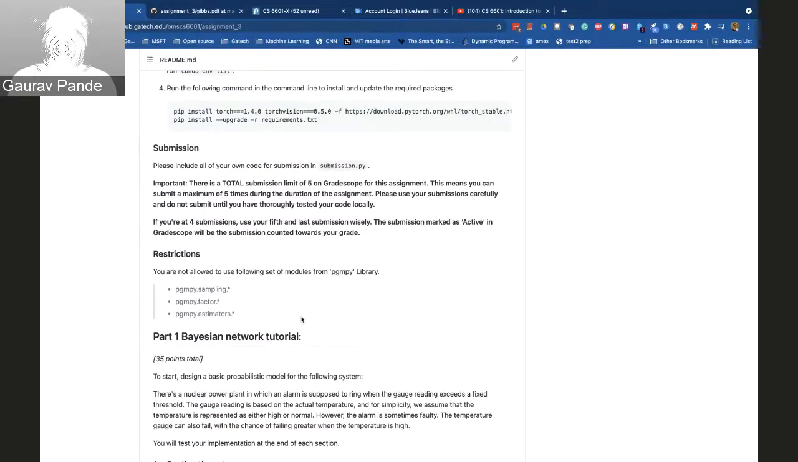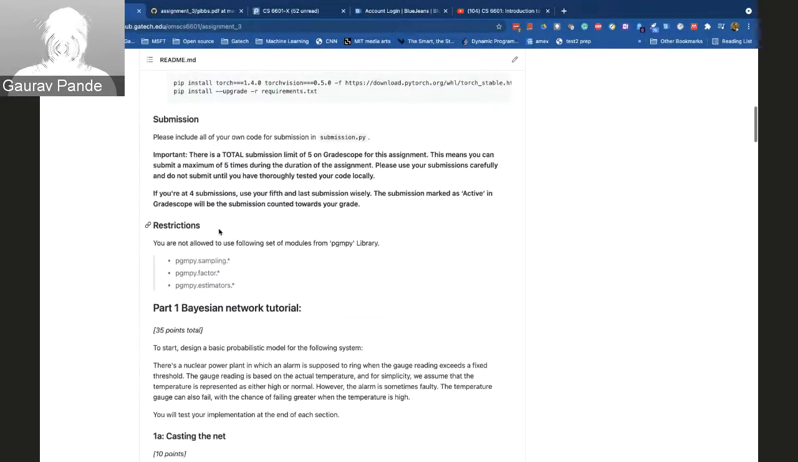One caveat, or one catch, here is that if your submission times out in Gradescope, that submission is not counted. So for some reason, let's say in the last part, the sampling, if you are running it and Gradescope times out, then you don't have to worry about it. You can submit it again. A timeout is not considered a submission.